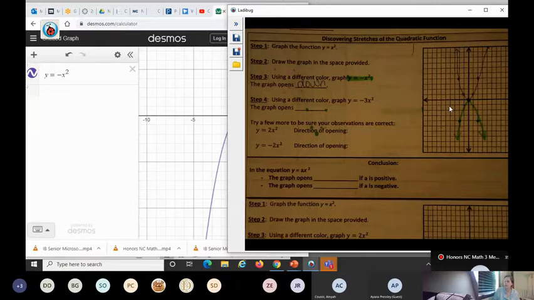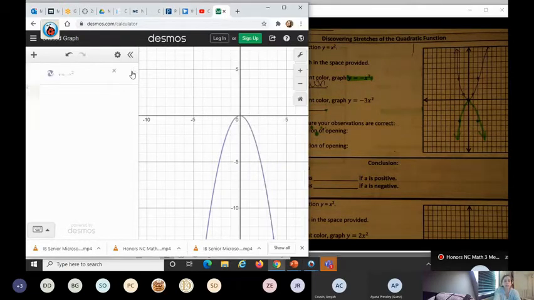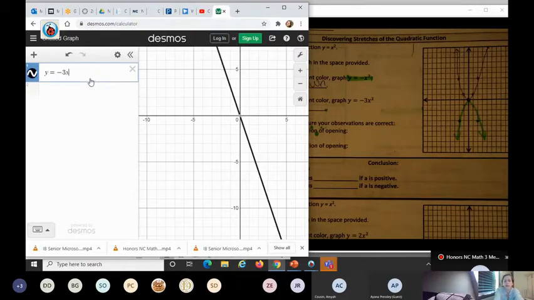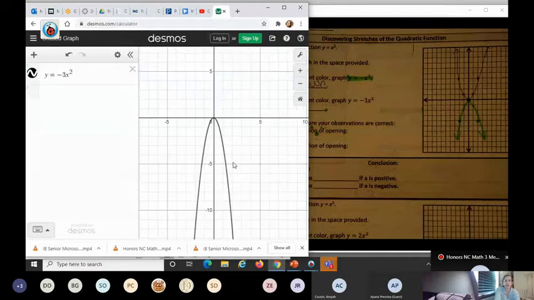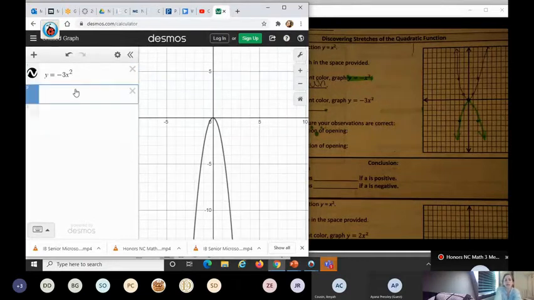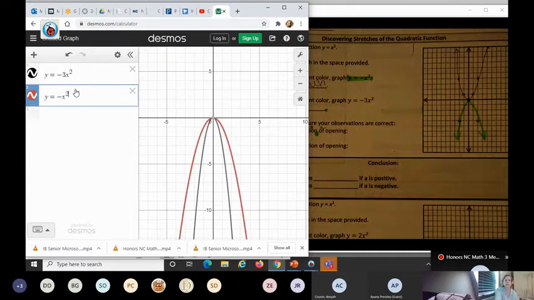In step 4, it says using a different color, graph negative 3x squared. So if you aren't sure what that looks like off the top of your head, type in y equals negative 3x squared. Okay, and we get this shape right here. I'm actually going to go ahead and keep in my negative x squared because I want to see the difference. So my negative x squared was this red quadratic function. Do you guys see how it's fatter than the black one?